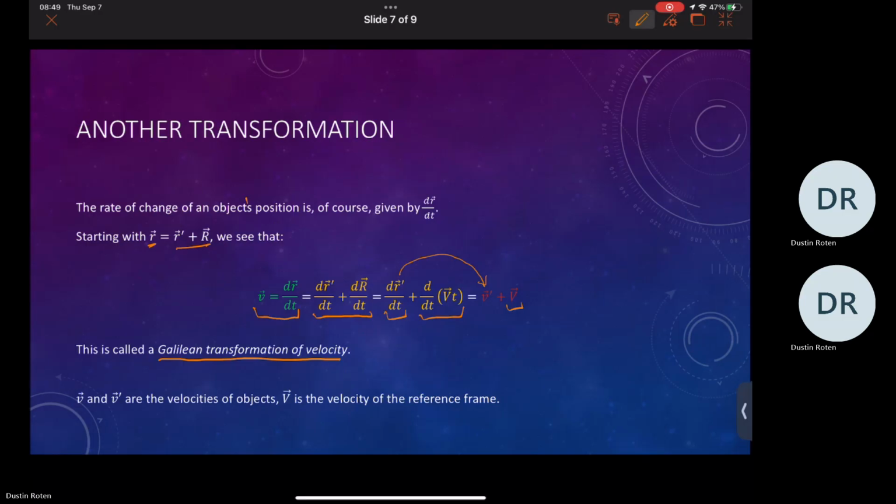So it turns out that the velocity of an object as seen from a stationary frame or some primary frame, we could call it our frame, is just the speed as seen in a different frame plus the velocity of that different frame itself. Now, it's important to remember that the lowercase letters v, v prime, those are velocities of objects, and then the big velocity is the velocity of the reference frame itself.